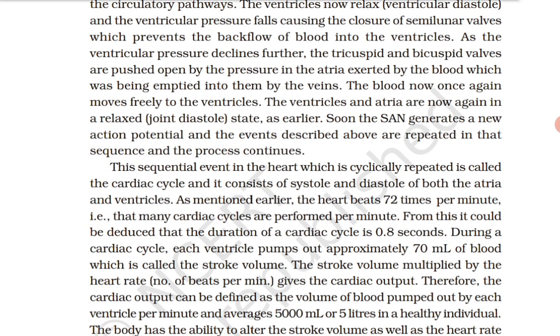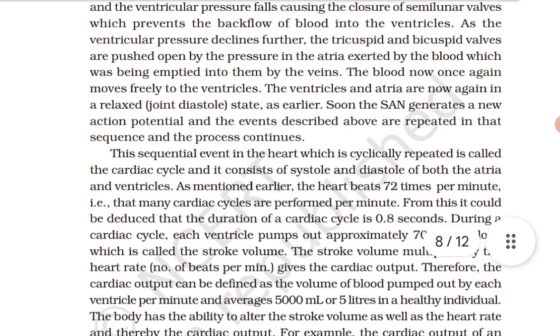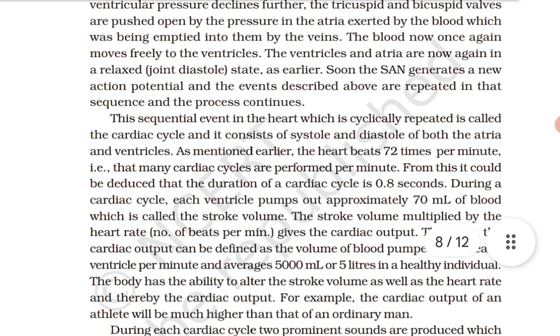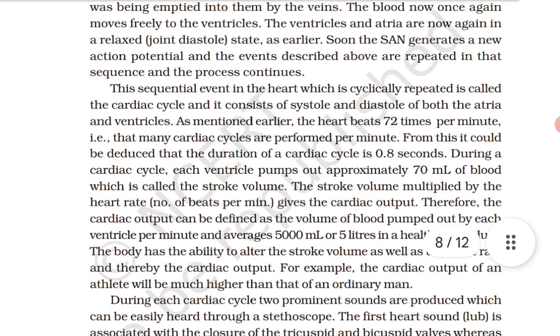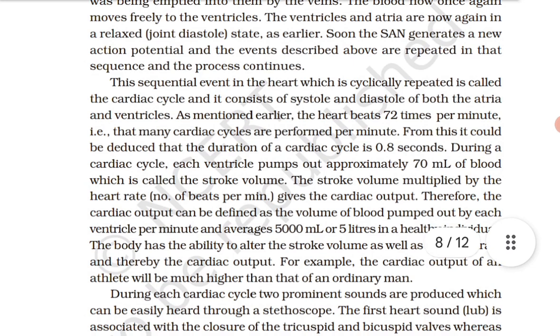The sinoatrial node can generate the maximum number of action potentials, that is 70 to 75 per minute, and is responsible for initiating and maintaining the rhythmic contractile activity of the heart. Therefore, it is called the pacemaker. Our heart normally beats 70 to 75 times in a minute, that is, an average of 72 beats per minute.